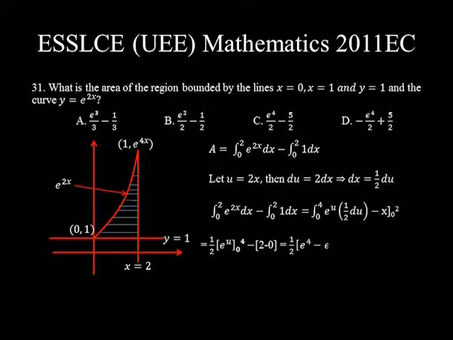minus 2 minus 0 is 2, which is equal to 1 over 2 times e to the power of 4 is e to the power of 4 over 2, minus e to the power of 0 is 1. 1 times 1 over 2 is negative 1 over 2, minus 2, which is equal to e to the power of 4 divided by 2, minus 1 over 2 minus 2 means minus 5 over 2. Choice C is the correct answer.